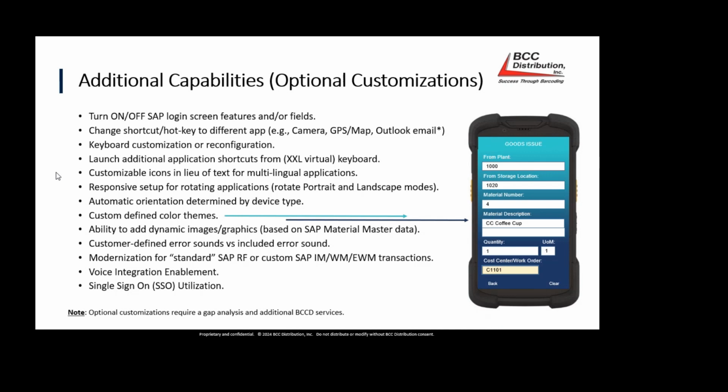So we may see some different results in how the screens are rendered. That requires a little bit more of what we call a gap analysis and additional services to match the two things together to maximize the modernization of the screens. And then obviously the advanced stuff we're about to jump into, which is the advanced automation like voice integration enablement, single sign-on, and some other components.